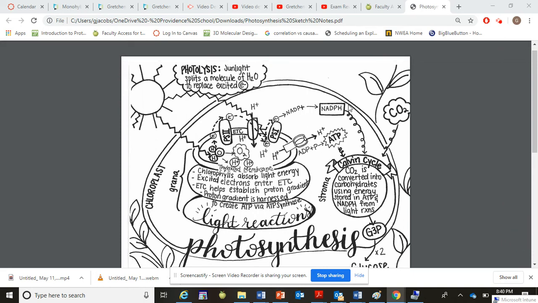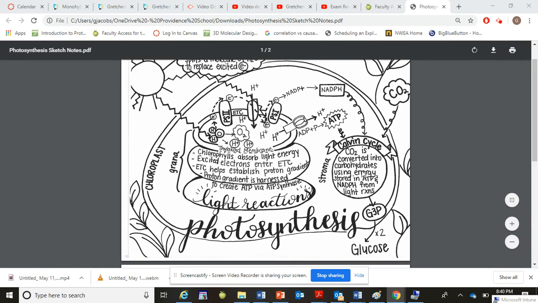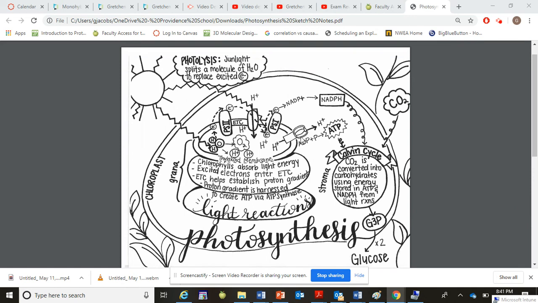Now that we have ATP and an electron carrier, we're able to convert carbon dioxide from the atmosphere into carbohydrates. And our initial carbohydrate is called G3P, and two of those make a glucose. So remember, all of this happens in the chloroplast. The light reactions happen in the thylakoids, and the Calvin cycle happens in the stroma. This glucose molecule can then be broken down in the process of cellular respiration, which I will make a video about shortly. So that is photosynthesis.